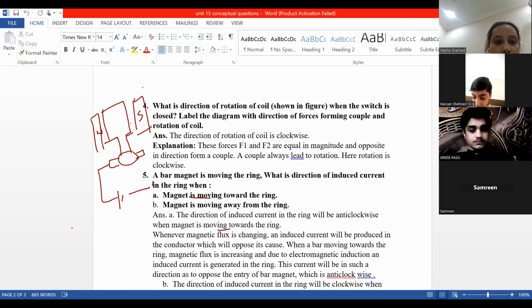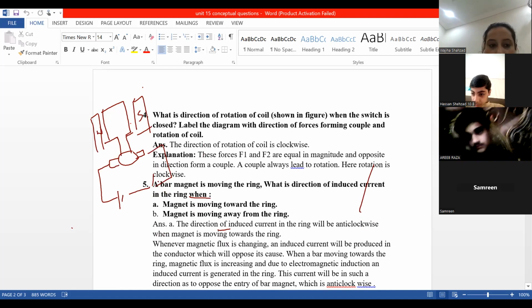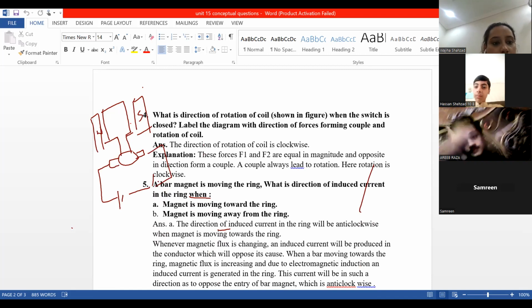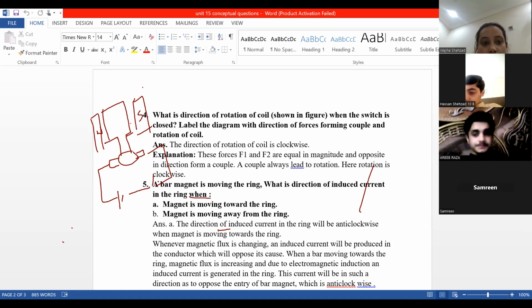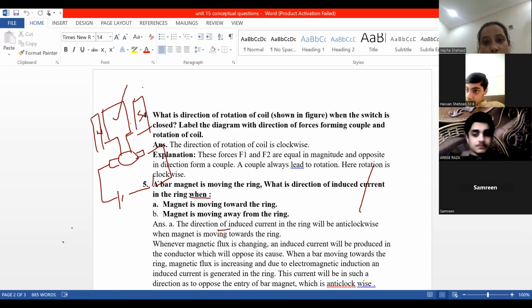And they are connected to the switch, right? This is the diagram. So they are asking, if we read the statement of the question, what is the direction of rotation of the coil shown in the figure? So this is the coil. We have to find out the direction of rotation of this coil when the switch is closed. Label the diagram with the direction of force forming couple and rotation of coil.